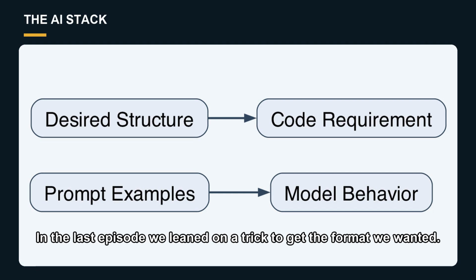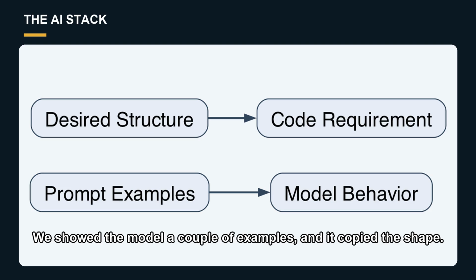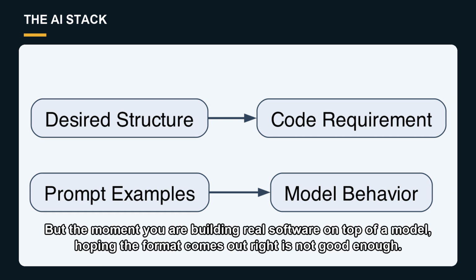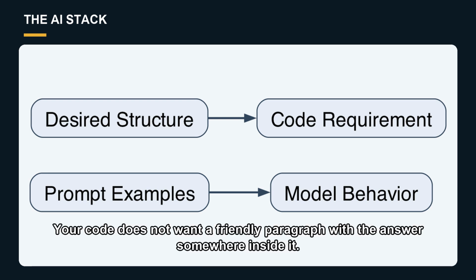In the last episode, we leaned on a trick to get the format we wanted. We showed the model a couple of examples and it copied the shape. For a human reading the answer, that is fine. But the moment you are building real software on top of a model, hoping the format comes out right is not good enough. Your code does not want a friendly paragraph with the answer somewhere inside it.